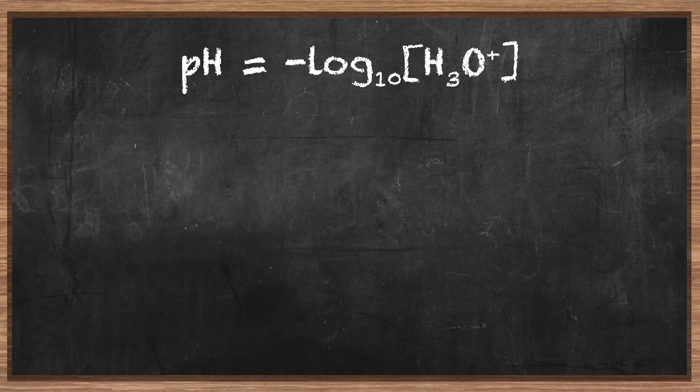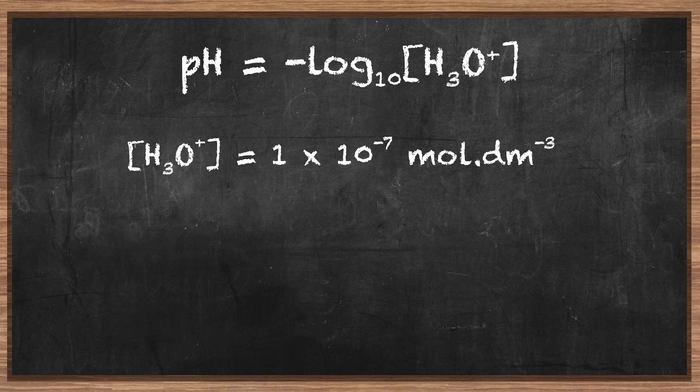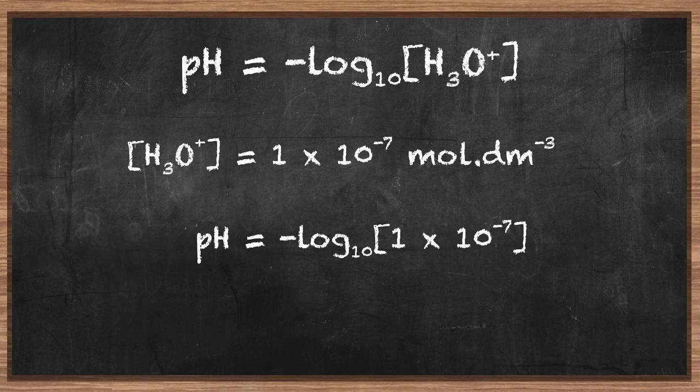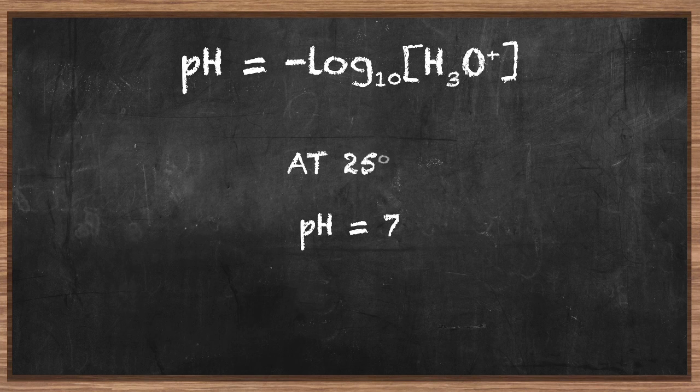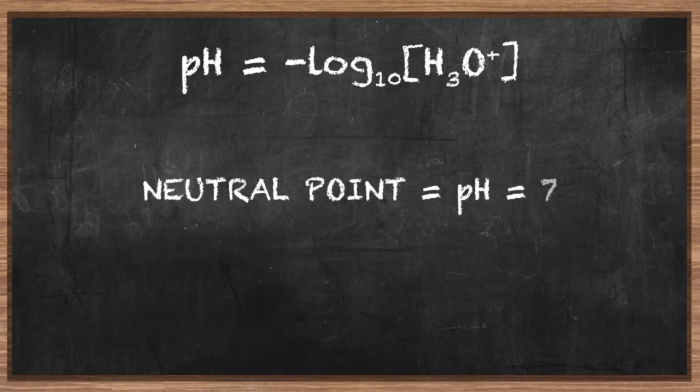Applying the definition of pH to water at 25 degrees Celsius, we know that the hydronium ion concentration is 1 times 10 to the negative 7 mole per cubic decimeter. pH of water equals the negative log base 10 of 1 times 10 to the negative 7. Using the calculator, we find log base 10 of 1 times 10 to the negative 7 is equal to negative 7, so the negative log is 7. The pH of pure water at 25 degrees Celsius is 7. The neutral point of the pH scale is therefore 7.